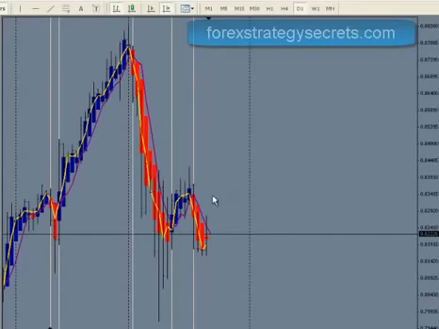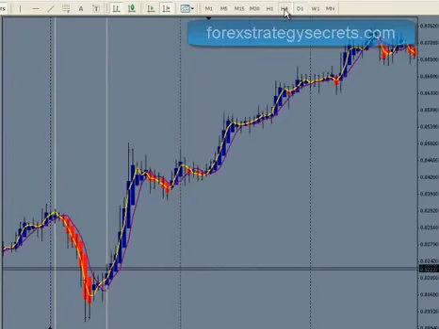What you look for is whenever the momentum indicator changes colors from red to blue or blue to red, then you start looking at smaller time frames to time your entry. So let's go to this very first one and see what we would find on the 4-hour chart.